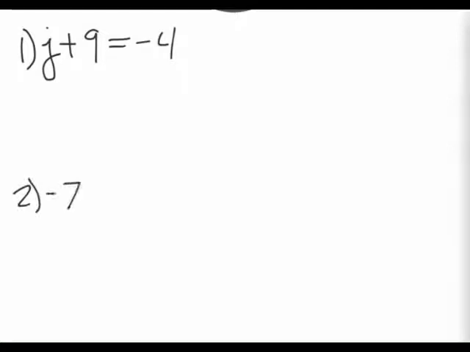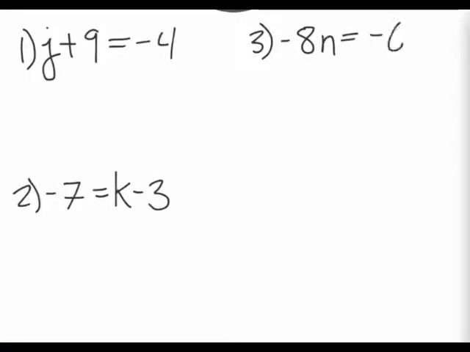So I'm going to put 4 equations that I want you to try to solve on your own first, and then we'll work them out together. So the first equation is j plus 9 equals negative 4. Second equation is negative 7 equals k minus 3. The third equation, negative 8 times n equals negative 64. And the fourth equation is 14 equals z divided by 2.